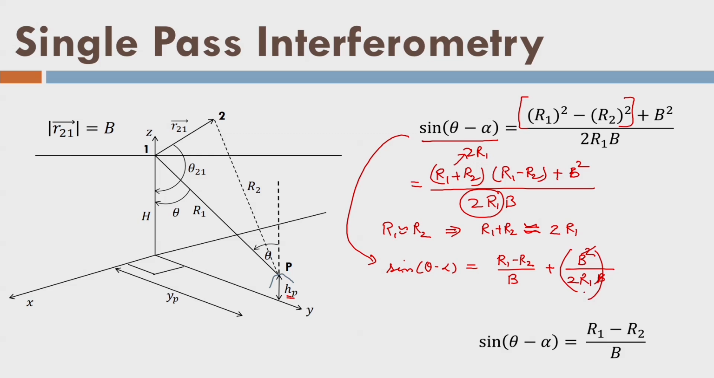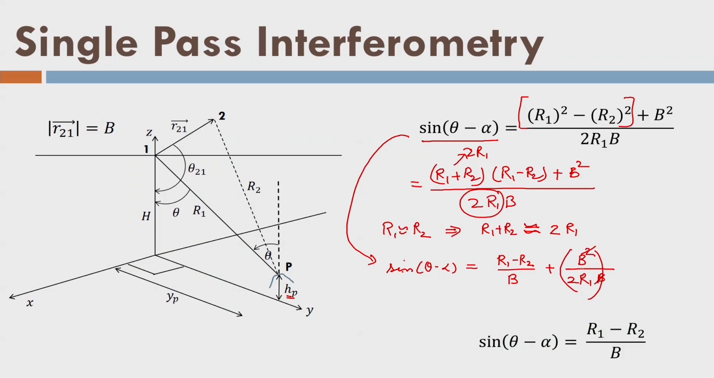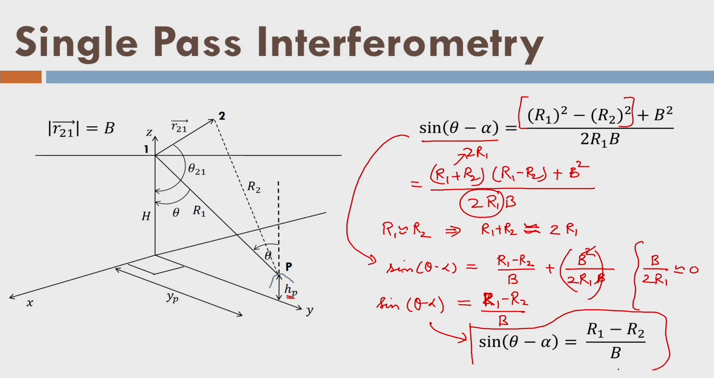Now you see that the baseline is on the order of 2 to 3 meters, while the R1 distance is very high, in kilometers, maybe some 100 kilometers or so. So this B by 2R1 here is equal to 0 or a very small value. I have this expression: R1 minus R2 divided by B, which is sine of theta minus alpha, and which is written here. I hope you got this idea.